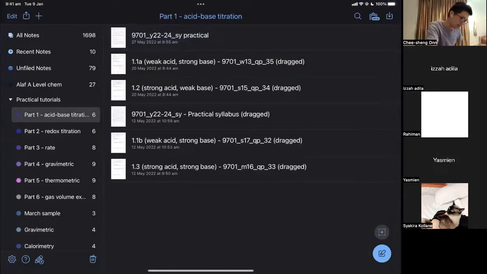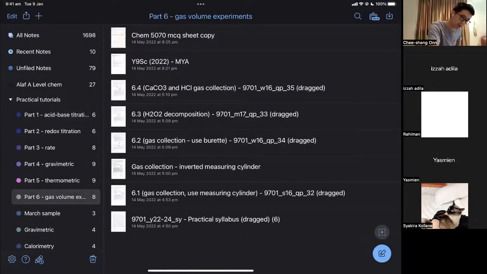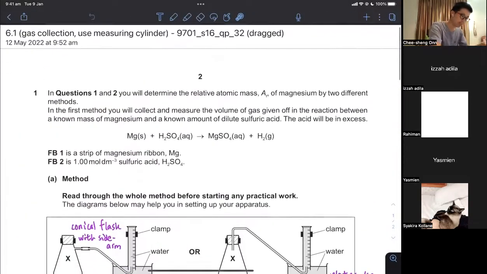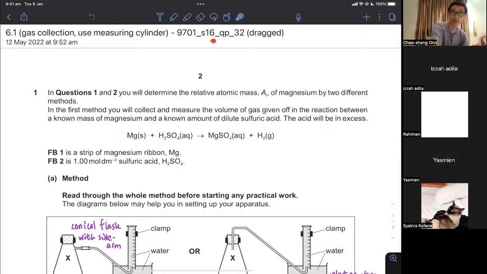Like for example, in gas volume collection, there is one. I've got a couple here. This is June 2016. So from 2016 onwards, gas collection came out. It was in the syllabus from 2016 onwards, so it's not new in 2022. It has been in the syllabus since March 2016. That was the first time the March paper actually appeared.